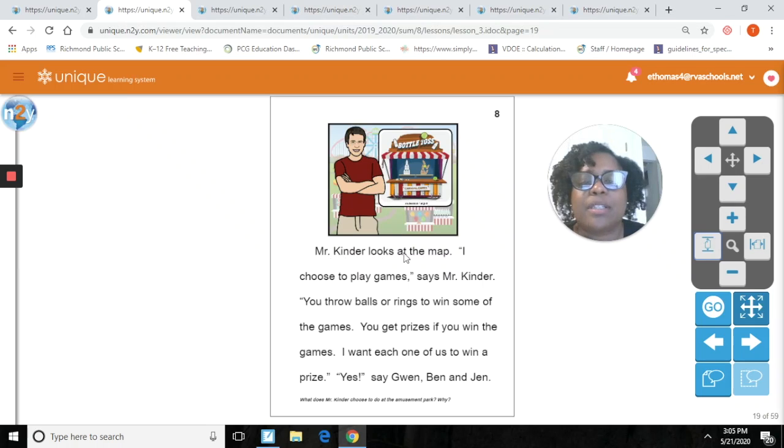All right, Mr. Kinder looks at the map. "I choose to play games," said Mr. Kinder. "You throw balls or rings to win some of the games. You get prizes if you want to win the games. I want each one of us to win a prize." "Yes," says Gwen, Ben, and Jen.